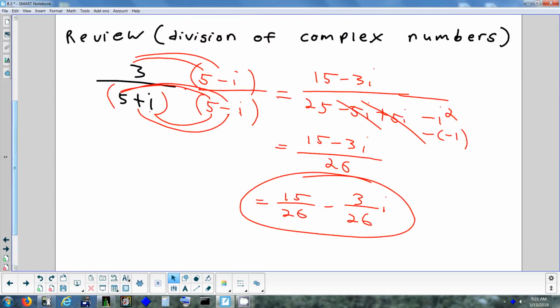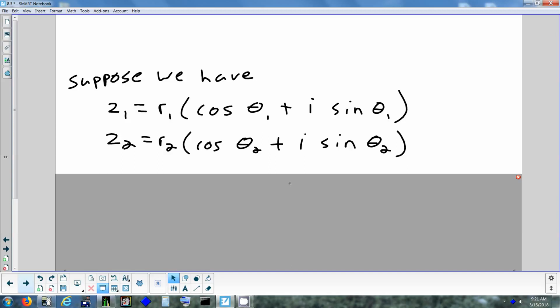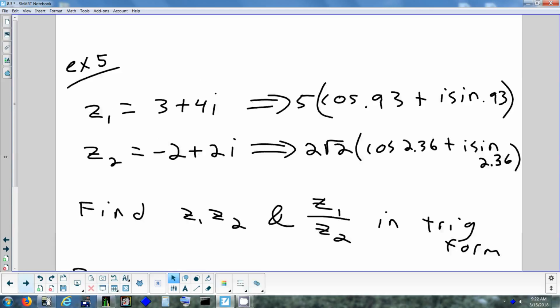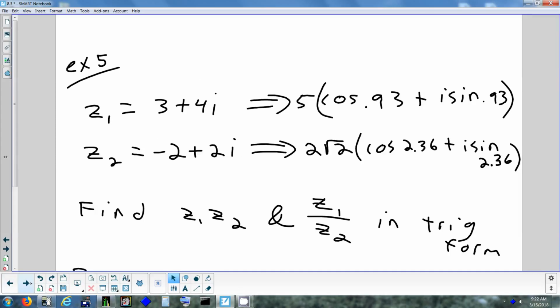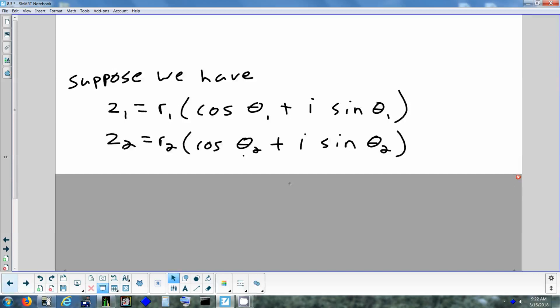The new way is going to rely on trig form. So I have 2 complex numbers here. In a real problem, you would be given a value for R1 and R2, like 5 and 2 root 2. Actually, this bottom one is the one we just did, 2 root 2 and 2.36. It's the same problem. The top one is a different one. And you'd be given a value for theta 1 and theta 2. I'm going to give you 0.93 and the one we just did, 2.36.